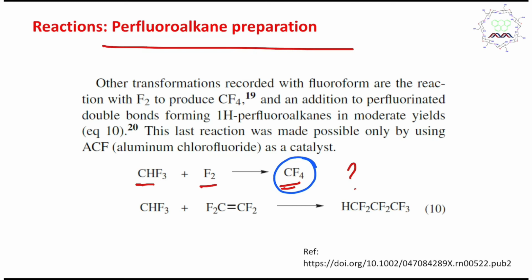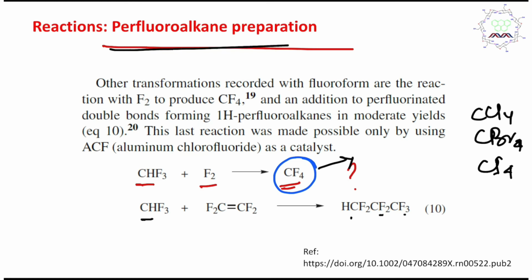And remember student, this CF4 is more stable compared to CCl4, CBr4, CI4, the other tetrahalides. I made a dedicated lecture on it also, you may visit. Stronger bond, so this is the most stable, and it's true for all cases. The carbon fluorine bond is one of the strongest bonds. Similarly, if you treat this fluoroform with tetrafluoroethylene, an addition reaction happens and produces this molecule containing many fluorine and carbon, and this is called perfluoroalkane.